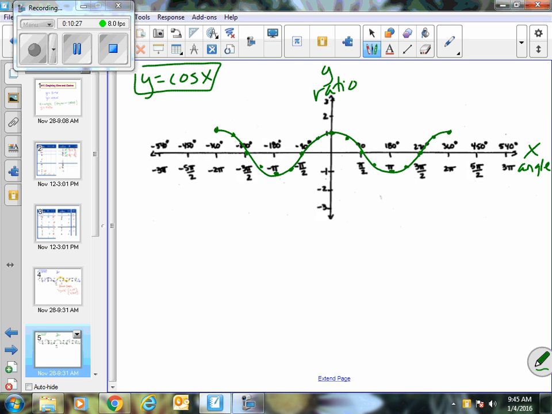Now, let's take a peek at what happens at the ends. Now, at 2 pi, it's at its maximum of 1.